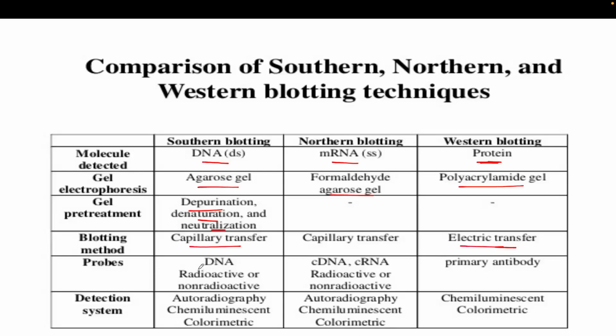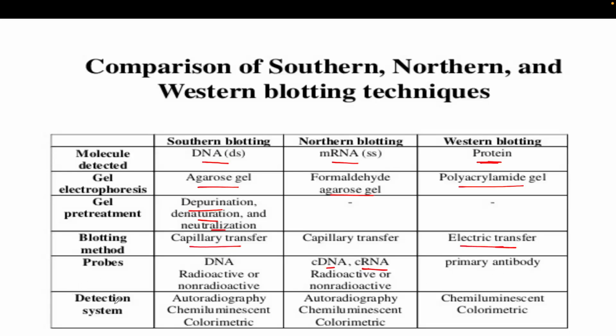The probe in southern blotting is DNA, which can be radioactive or non-radioactive. In northern blotting it can be complementary DNA or complementary RNA, so you can use DNA and RNA as a probe, and it can also be radioactive or non-radioactive. In western blotting it should be a primary antibody, not a probe, and this antibody can also be radioactive or non-radioactive.